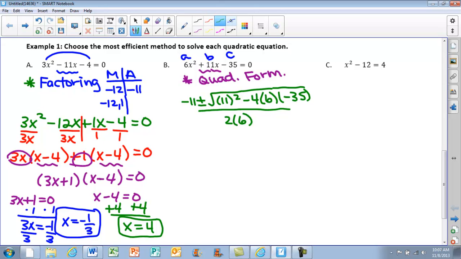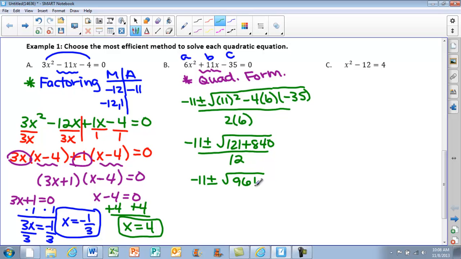Now it's just a matter of going through and making sure we continue to simplify. So what we have now is negative 11 plus or minus the square root of, well, you guys know 11 squared is 121. Negative 4 times 6 times negative 35 gives you a positive 840 all over 2 times 6, which is 12. Keep going, so we have negative 11 plus or minus the square root of 121 plus 840 gives me 961 all over 12. And keep going, so negative 11 plus or minus the square root of 961 is actually a perfect square. It ends up being 31 all over 12.